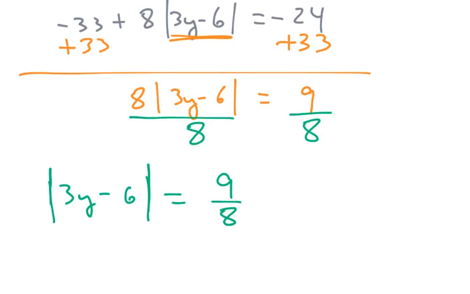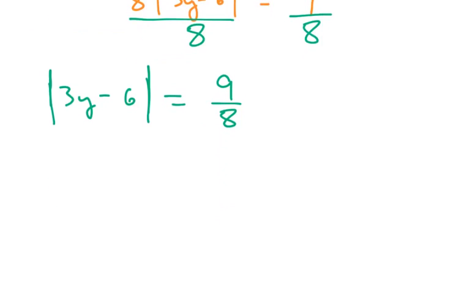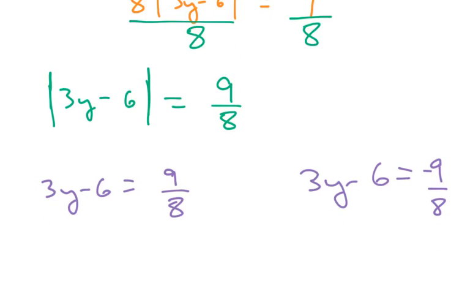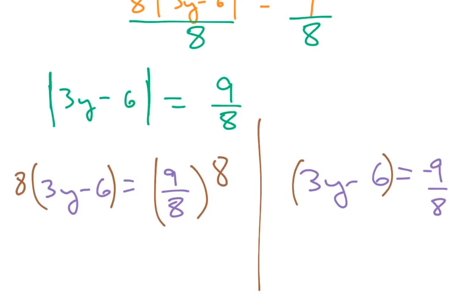Okay, so what do we do from here? Again, we break it down into 2 cases. Absolute value means we want to consider the positive case, 3y minus 6 equals 9/8, and then the negative case, 3y minus 6 is equal to negative 9 over 8. So we're going to solve each of these. What's my next step going to be? I'm going to multiply both sides by 8 to get rid of the fraction. That's going to be my next step for both of these.